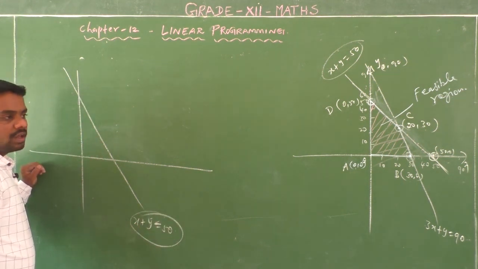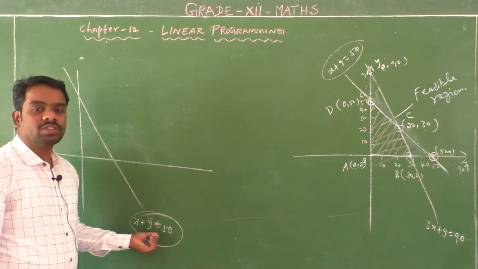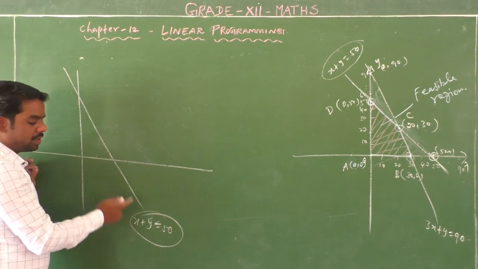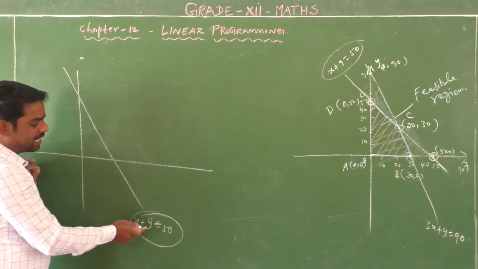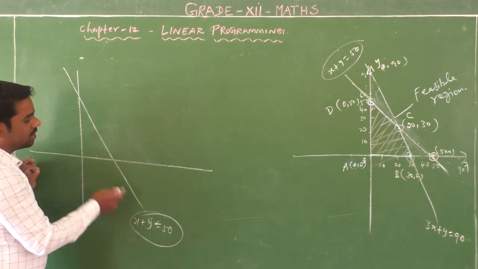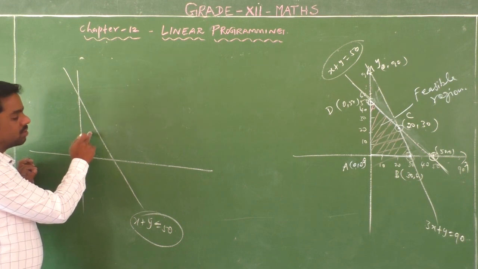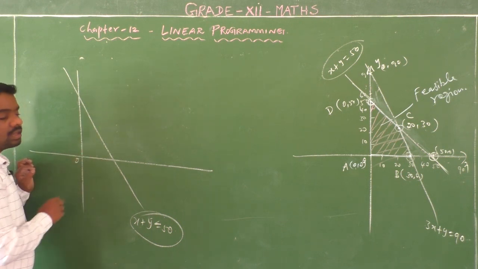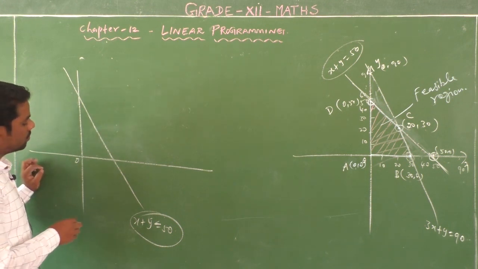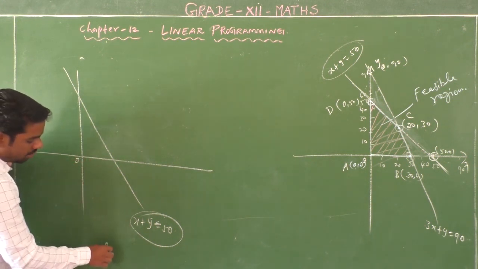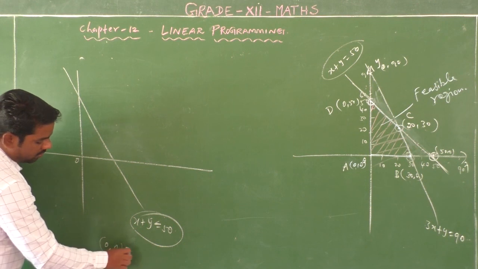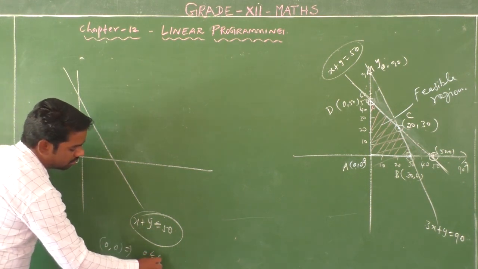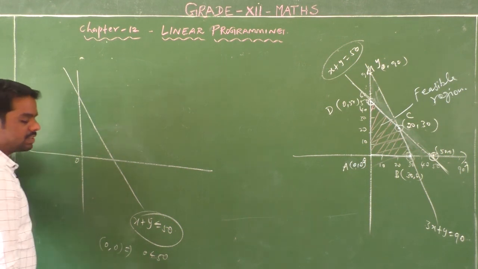So first, when less than or equal is given, take a point on the left side of the line and substitute it. If the inequality is satisfied, this is the required region. So let us consider 0 comma 0. Substitute in the inequality: 0 is less than or equal to 50. So the inequality is satisfied.